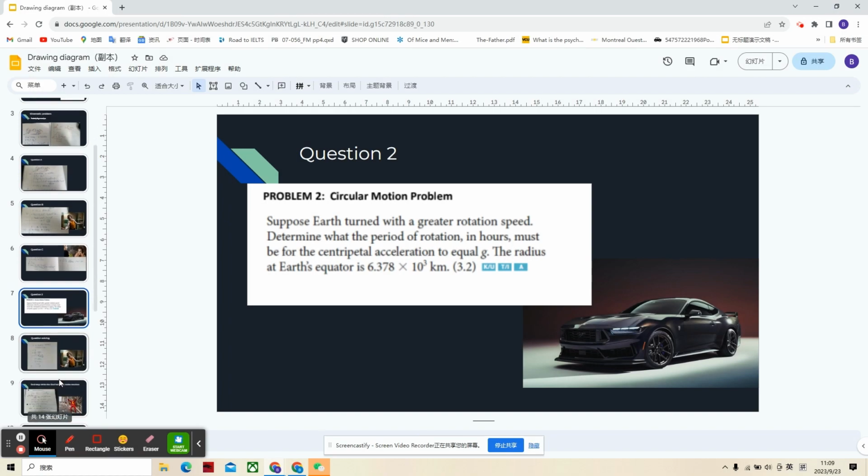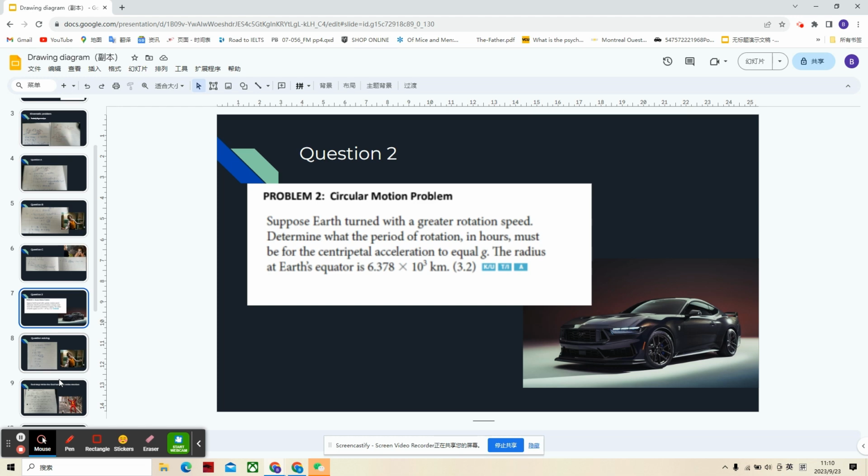Let's move on to question 2, alright? So this one is an easier one. It is a circular motion problem. Suppose Earth turns with a greater rotation speed. Determine what the period of rotation is in hours. This is asking for T, which is the period, and it is related to the frequency.